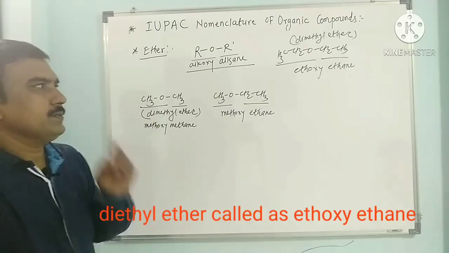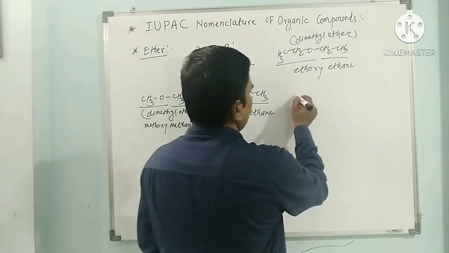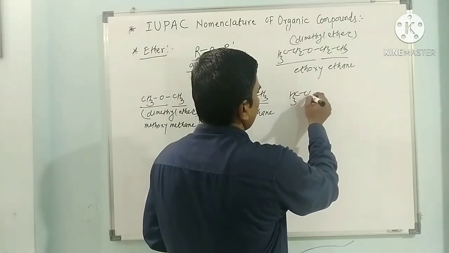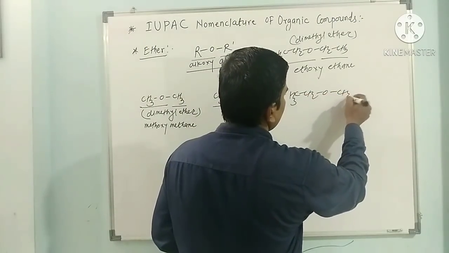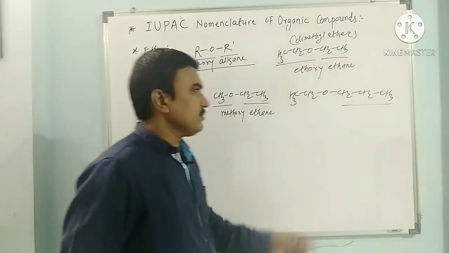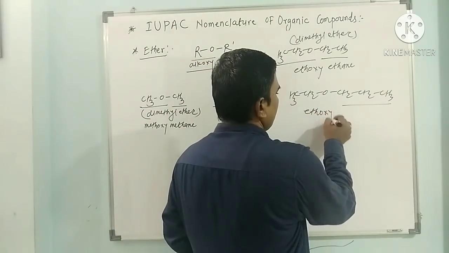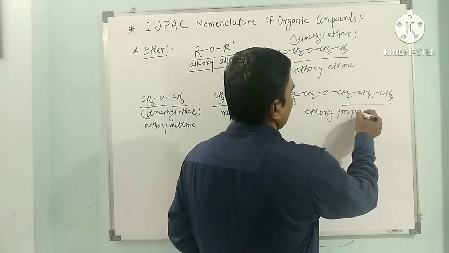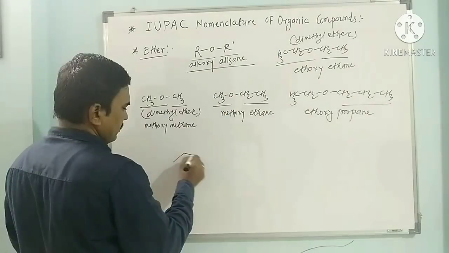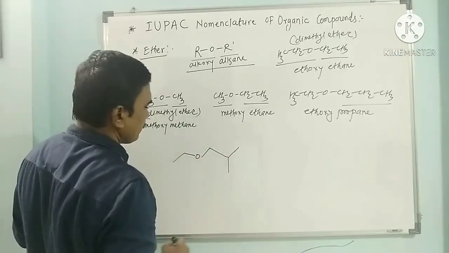Ethoxy ethane. If I have propane on the other side, then this is CH3CH2OCH2CH2CH3. This is propane having an ethoxy group, so this is ethoxypropane.